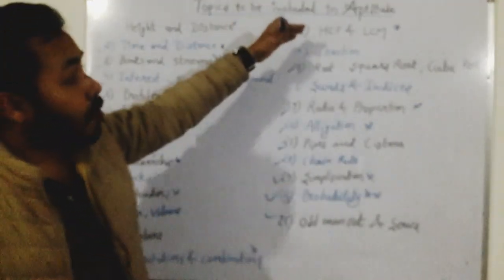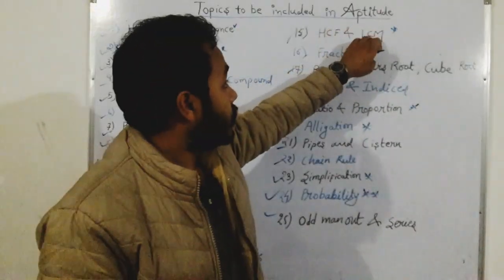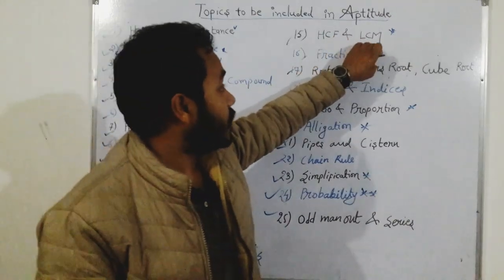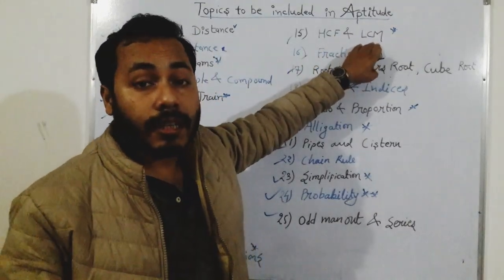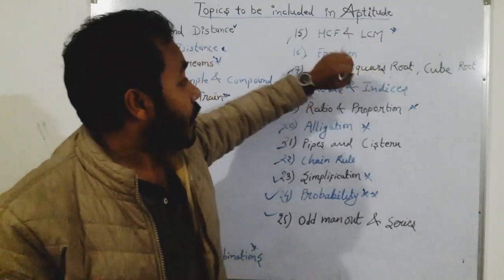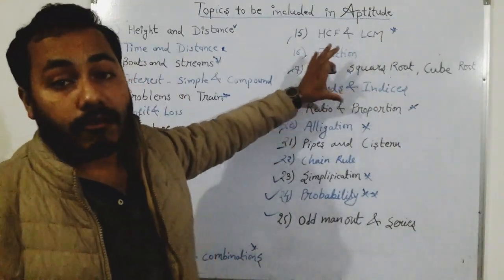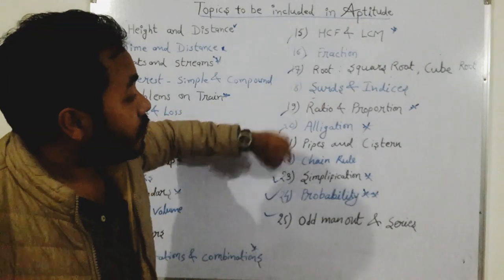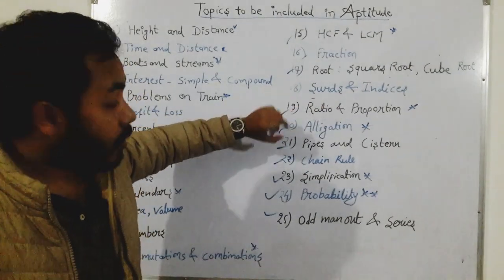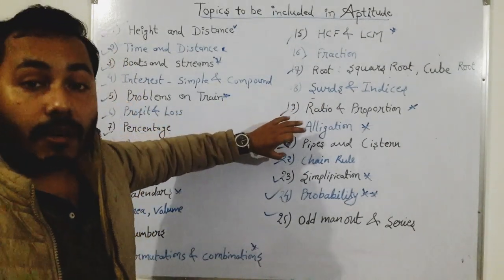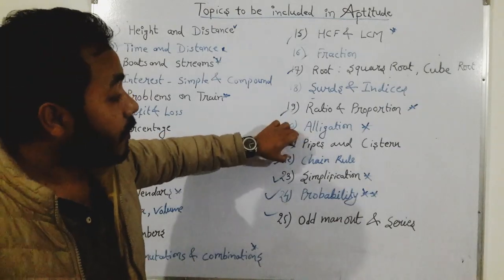Then highest common factor and least common multiple, that is HCF and LCM calculation. You guys already know that this is very important. Okay, then fractions, then square root and cube root calculation, then surds and indices, then ratio and proportion, then alligation or mixture, commonly known as mixture problems, that is very important.